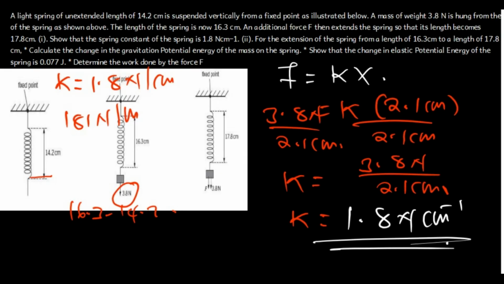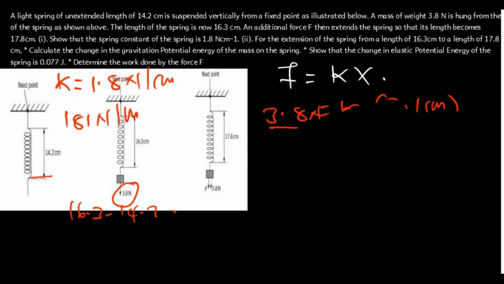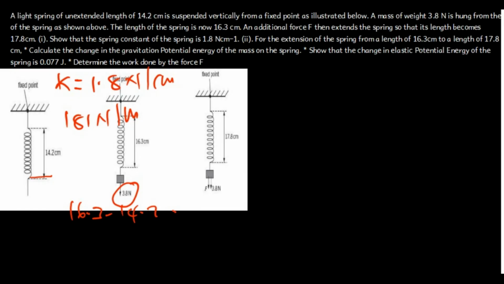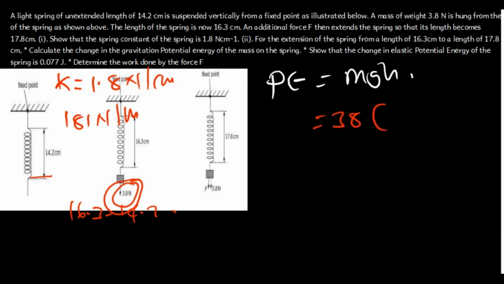Now we go to part 2, which is saying for the extension of the spring from length of 16.3 centimeters to length 17.8 centimeters, calculate the change in gravitational potential energy. So they are not asking about the change in elastic potential energy, but gravitational potential energy. Gravitational potential energy is always given by mgh. Here mg is the weight of this block, which we have been told is 3.8. So this is 3.8 times the height h.